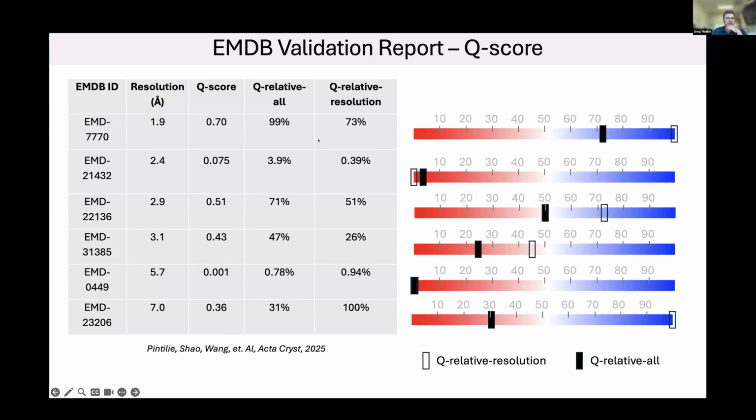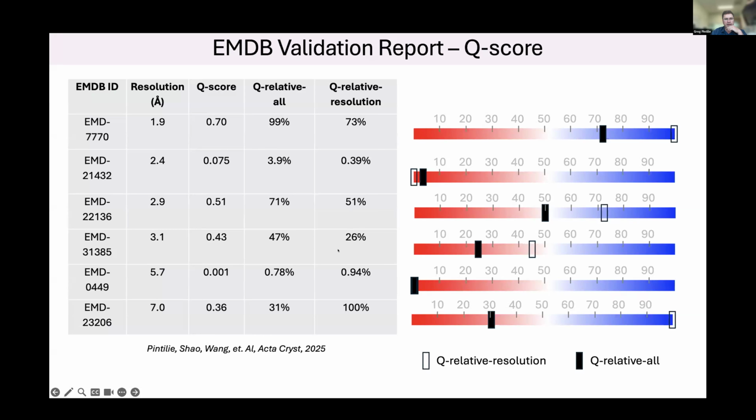So this compares your map and model Q score to maps and models at similar resolutions, which is a bit more realistic. Let's say you have a map that's 2.9 angstrom resolution, which is actually still pretty high. It's within the 71st percentile compared to all, but it's actually kind of low compared within its own bin. It's only 50%. So let's look a bit more at each of these and what they represent.